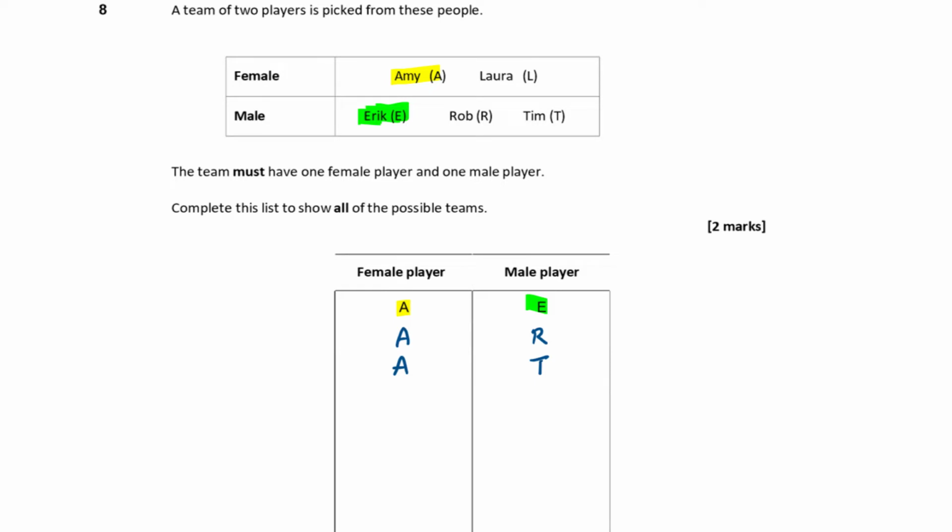Okay, and then we're going to switch, because I've done Amy with all 3 of the possible males. We can then switch to Laura and run through the 3 selections again for males. So Laura, Eric, Laura, Rob, and Laura, Tim. So they're all the teams, aren't they? There's 6 different teams altogether it's possible to have.